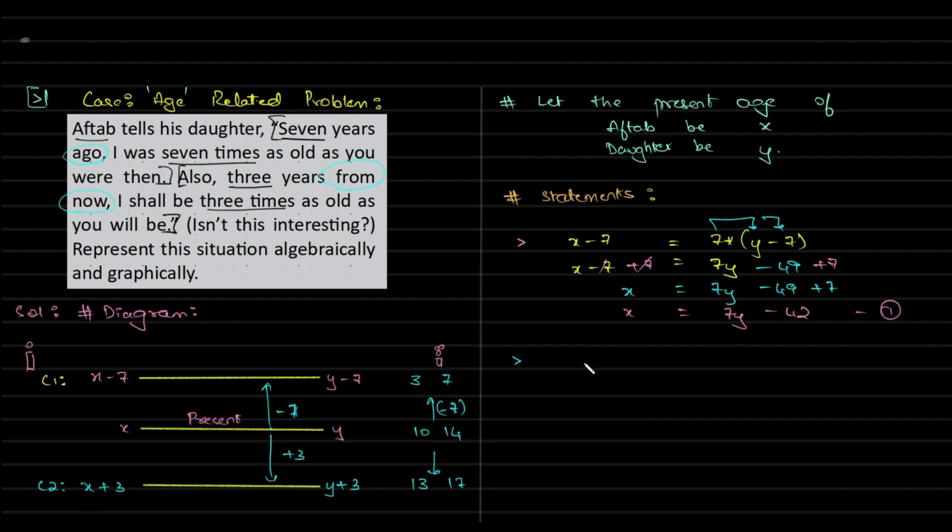I shall be, okay, he's talking about himself, I shall be equal to 3 times as old as you will be. You being the kid, her age is y plus 3 years from now. So we are looking at x plus 3 is equal to 3y plus 9. Here too we use the distributive property. y into 3 is 3y, and 3 into 3 is 9. Sorry, y into 3, not y. And again we'll subtract 3 from both sides, thus making this x is equal to 3y plus 6, which is nothing but our equation 2.